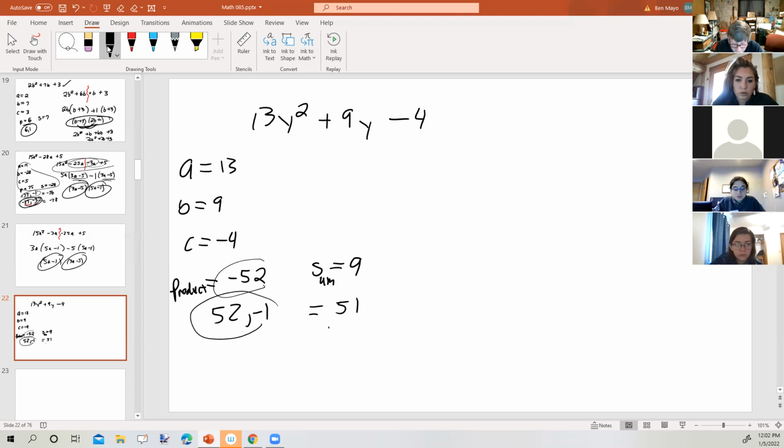52 times negative 1 is negative 52, right? But 52 plus negative 1 is not 9. So you're trying to make it a positive? I need to come up with a pair of numbers whose product is negative 52, but also whose sum is positive 9. But we got 51. So these aren't right. Right. What I'm doing is this.